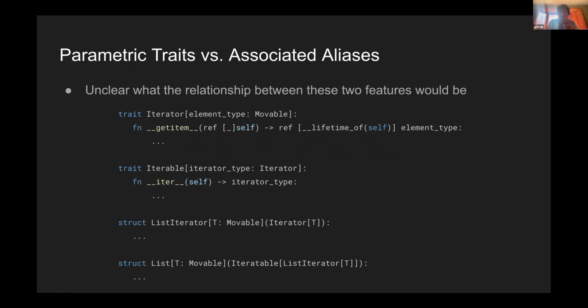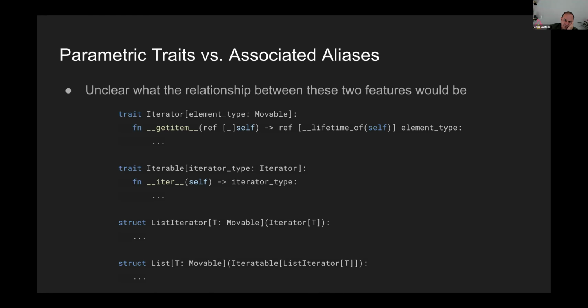I don't remember the details. The last time I dug into this, one is not exactly a complete superset of the other one. So parametric traits feel like they could do everything associated aliases do, but there's one or two things that associated values have over parametric traits. And so this is kind of an open question at the moment, and I haven't really dug deep into it.